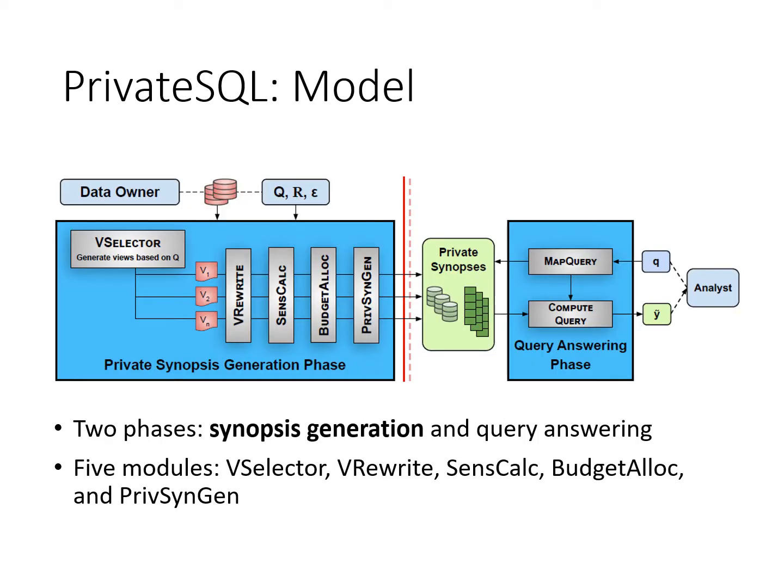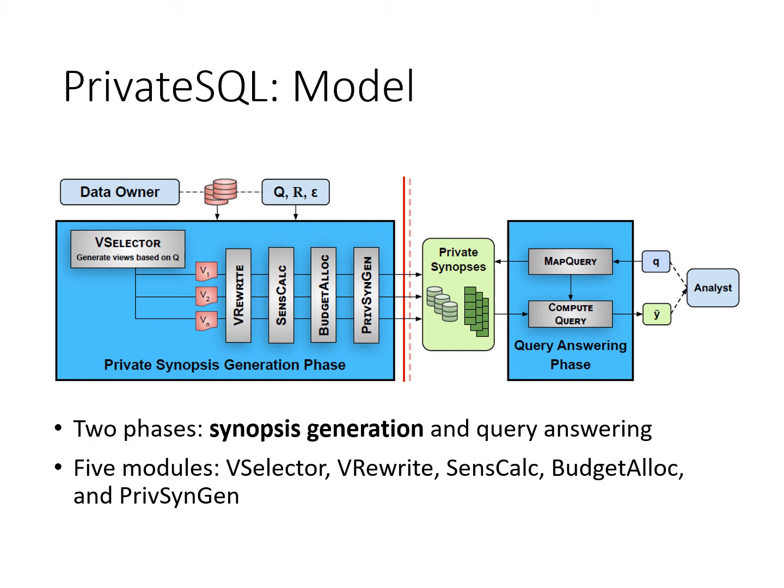Now, let me introduce the model of PrivateSQL. The data owner takes as input a database with multiple relations R, a workload of queries Q, and a fixed privacy budget epsilon. PrivateSQL has two main operational phases: the synopsis generation and the query answering phases. The generated private synopsis can be used to answer the query workload without additional privacy loss.